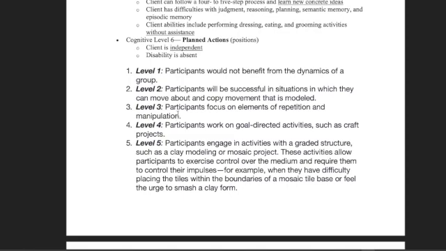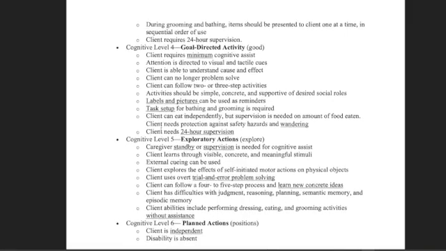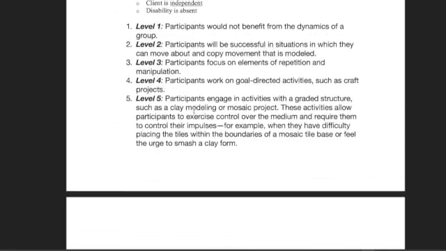Level 3, participants focus on elements of repetition and manipulation. Level 4, participants work on goal-directed activities. They can now do like crafting projects. Very, very simple, low-level crafting projects can begin at level 4. That is key for a lot of questions they'll ask about at what point can they engage in a group craft activity. That is level 4, also known as goal-directed.